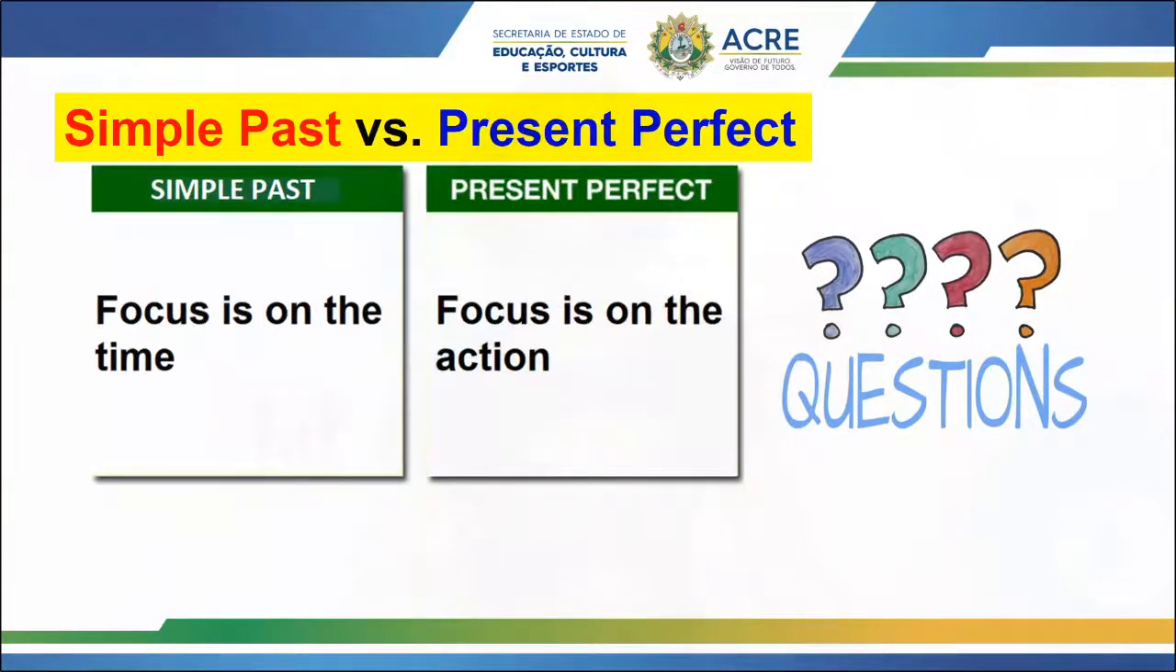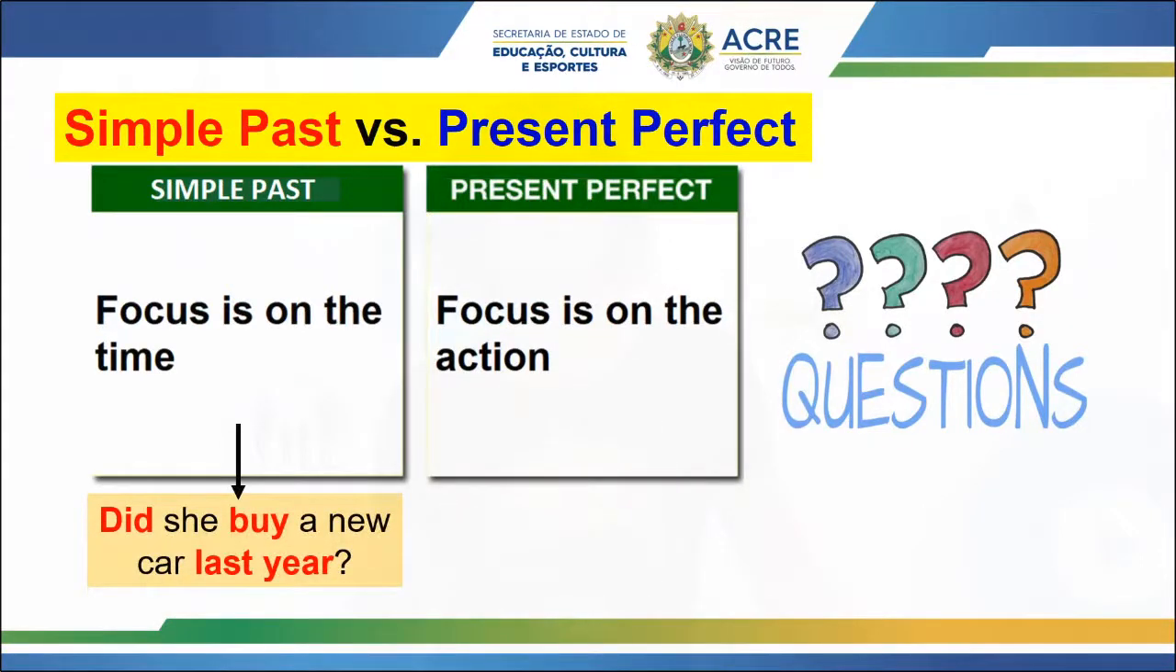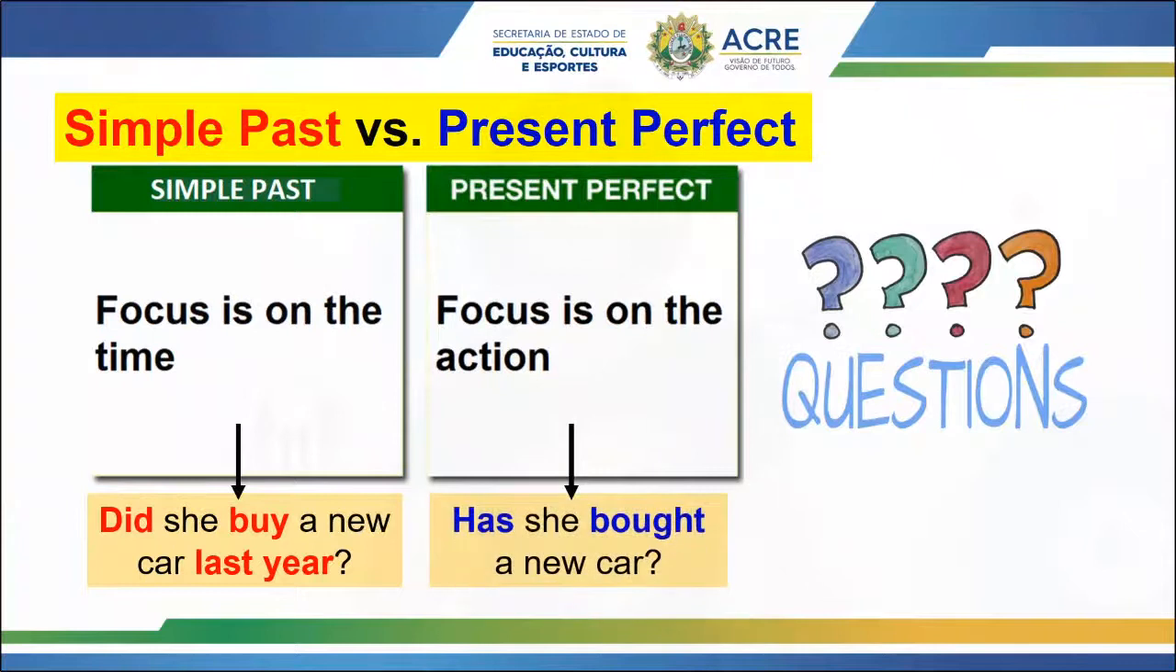Another example. Simple past. Focus is on the time. Did she buy a new car last year? Last year is a specific time. Okay. Present perfect. Focus is on the action. Has she bought a new car? When? We don't know exactly when because the focus is on the action.